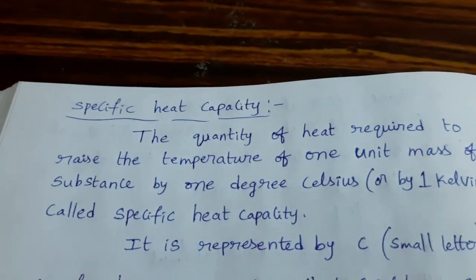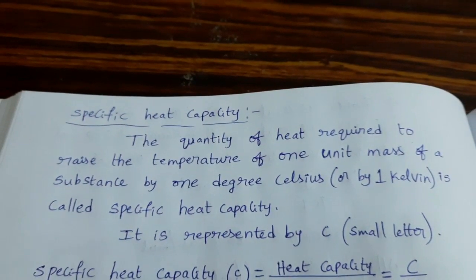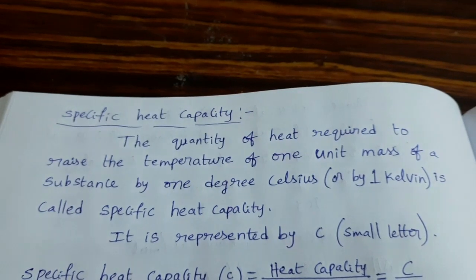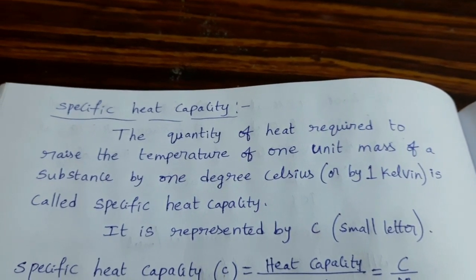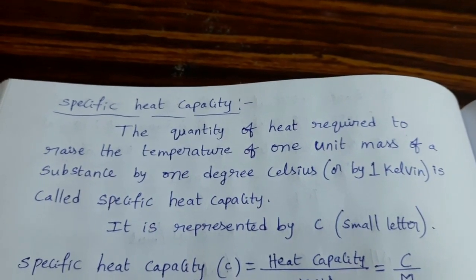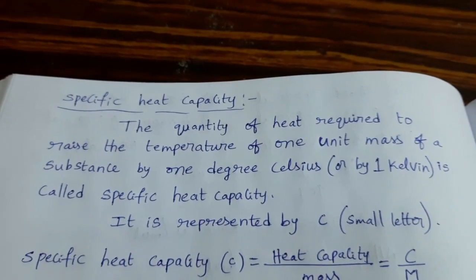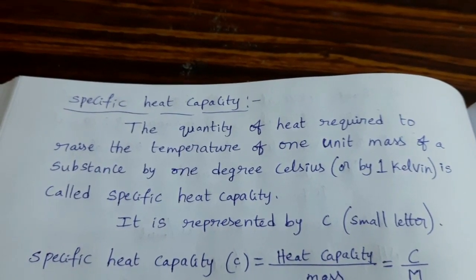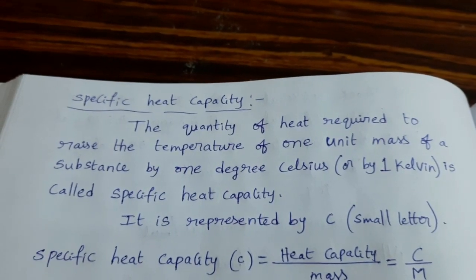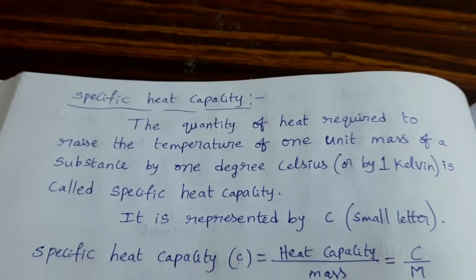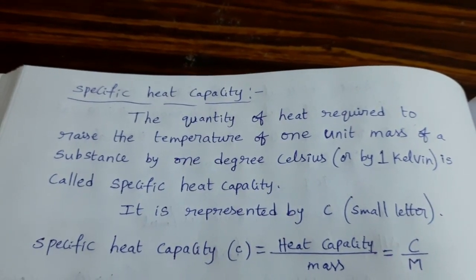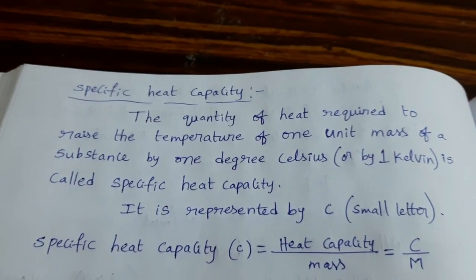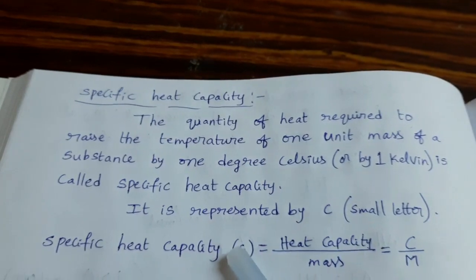Okay, now specific heat capacity. Specific heat capacity means the quantity of heat required to raise the temperature of 1 unit mass of substance by 1 degree Celsius or 1 Kelvin. A particular amount of mass is taken, 1 gram of mass, to raise its temperature by 1 degree Celsius. The required heat energy is called specific heat capacity. For 1 degree Celsius or 1 Kelvin rise in temperature, the required heat energy is called specific heat capacity.